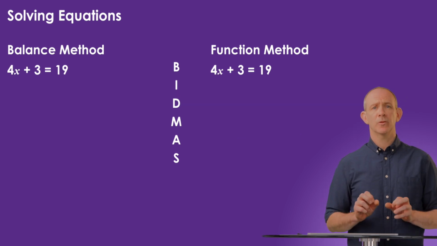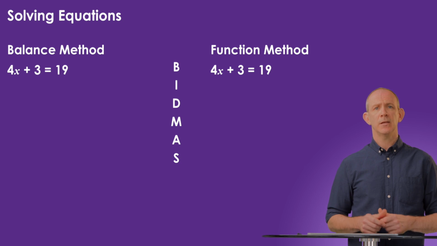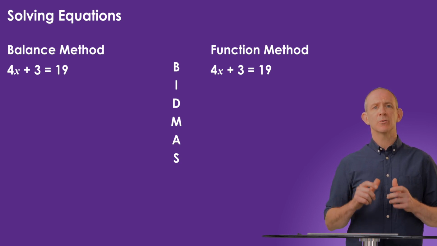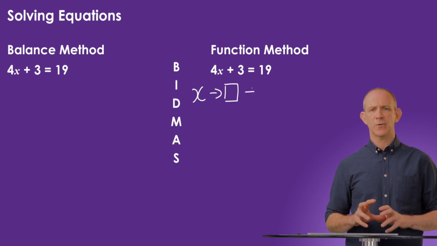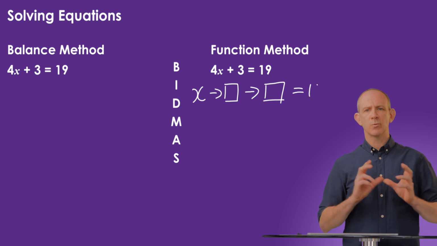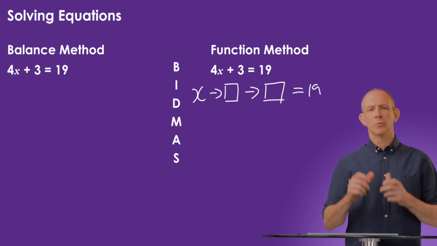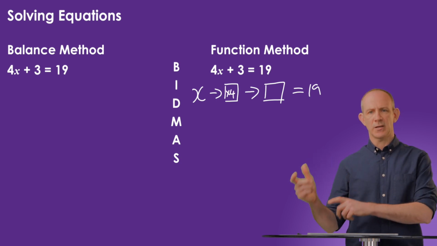In this problem, we have the equation 4x plus 3 equals 19. Now this has more than one operation going on in it, so it will take us a couple of steps to work through it. We'll look at the function method first. So x is what we're trying to solve. So what would we do with x first? Well, we'll do times by 4, and then we'll add 3 to make 19.